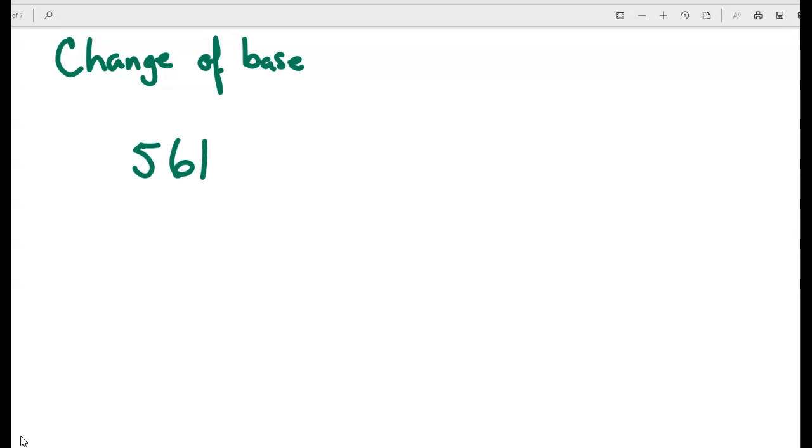I noticed a few students are having difficulty with change of base. So when we're talking about the change of base, we're going from one base unit to another. So let's first start out with the most difficult. We're going to take 561 base 10, and we're going to change that to a base of 6.